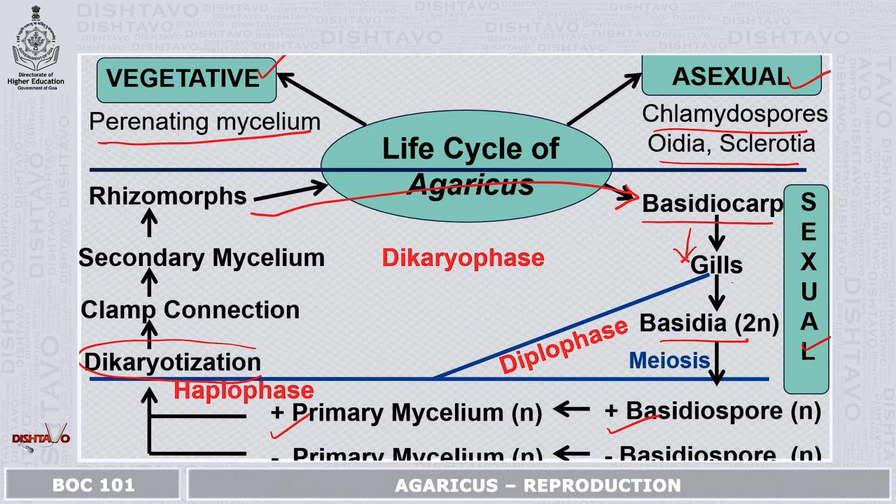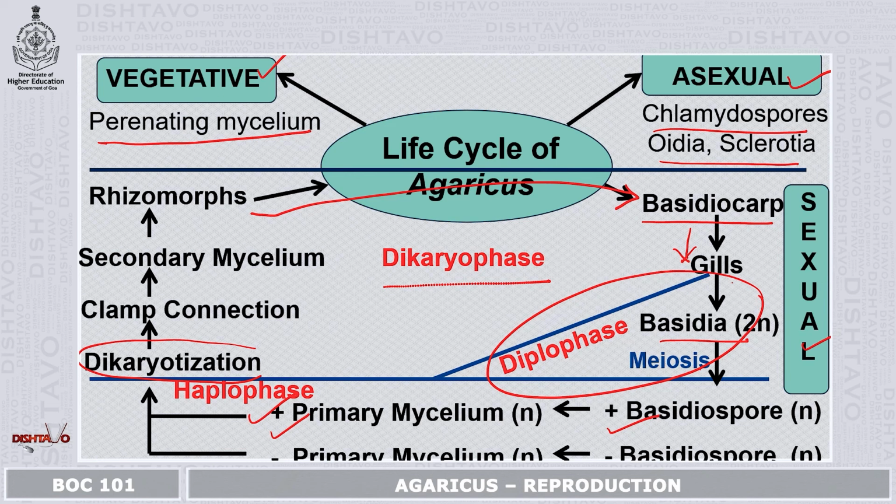If you see, students, the diplophase is very, very short-lived, followed by the haplophase, but the dikaryophase in Agaricus is very, very long-lived. So in this way, Agaricus completes its life cycle.